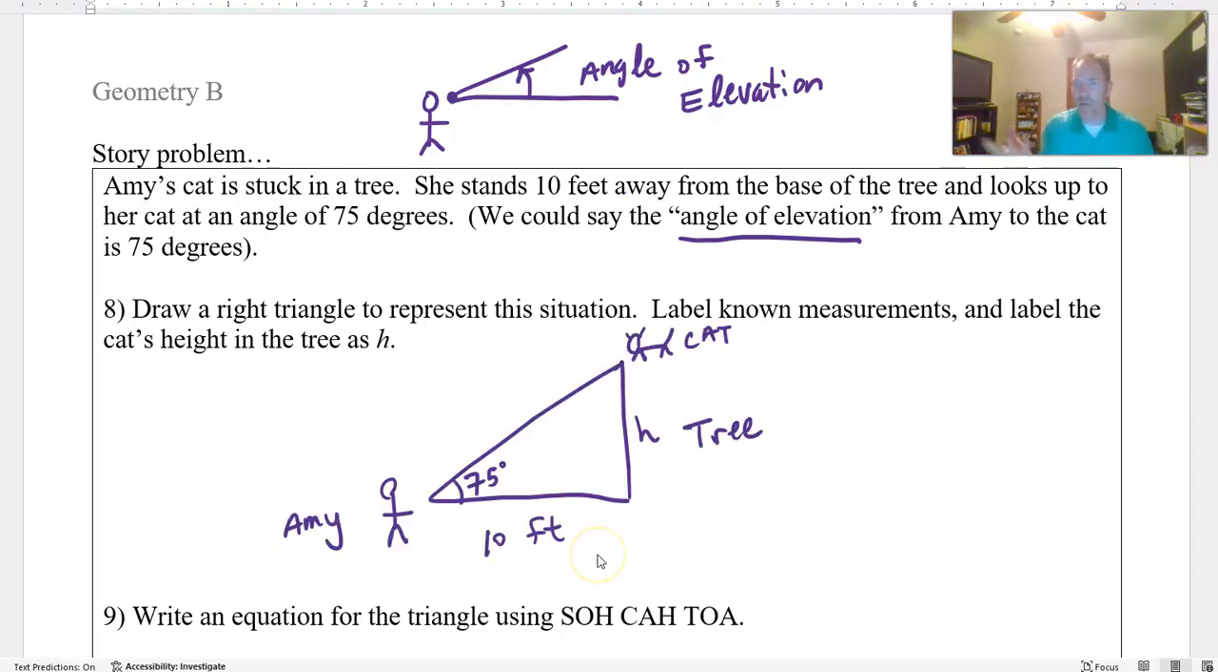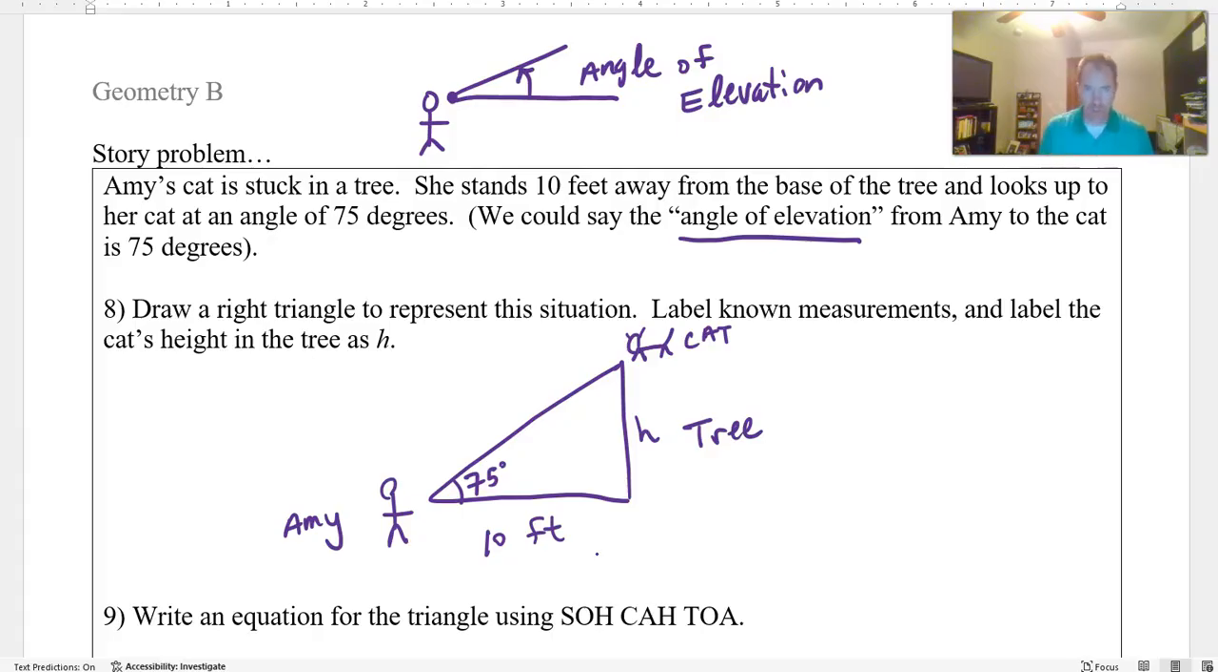All right, so here's my diagram. Keep in mind your diagram might look different, and that is potentially okay. Of course, there are some diagrams that could be wrong. I've got Amy standing over here on the left, the tree's on the right, the cat is up in the tree. We're told Amy stands 10 feet away from the base of the tree, so I got my 10 feet labeled there, 10 feet from the base, the bottom of the tree, and then Amy looks up at an angle of 75 degrees, so I got that there.